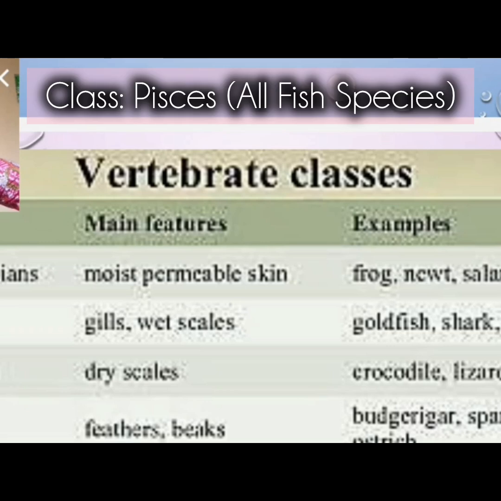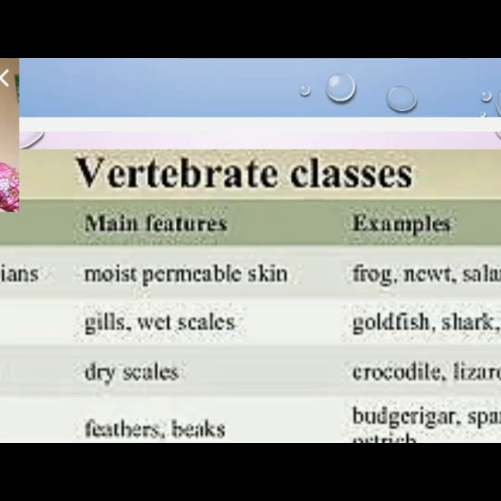Then we have the class of species known as fish. Their main feature is that they have gills for breathing in water. Examples are goldfish, shark, cod, salmon, tilapia, blowfish, and so on.